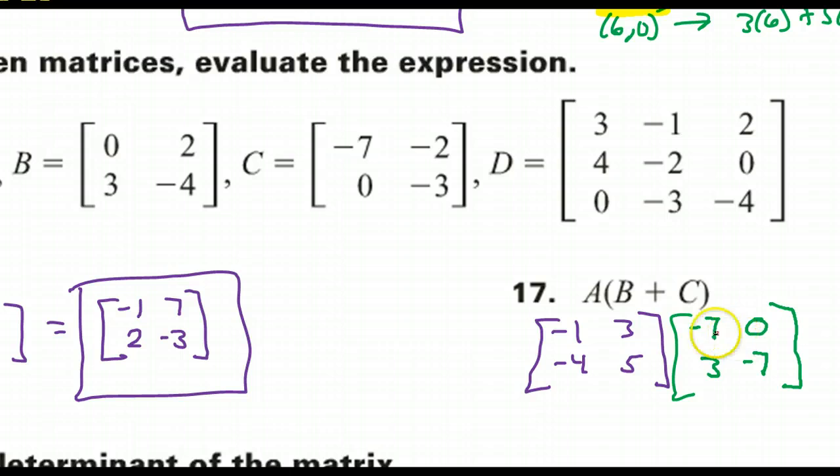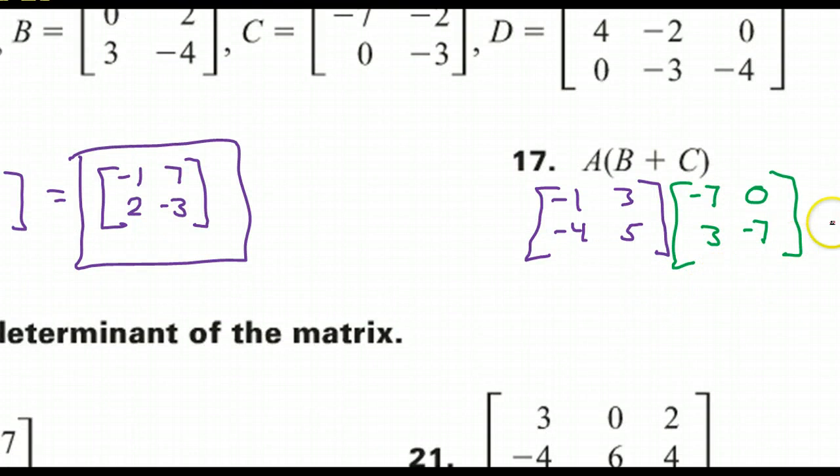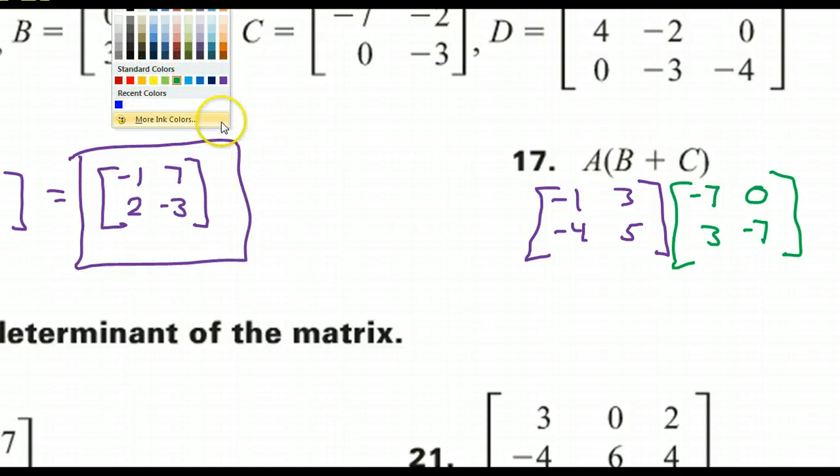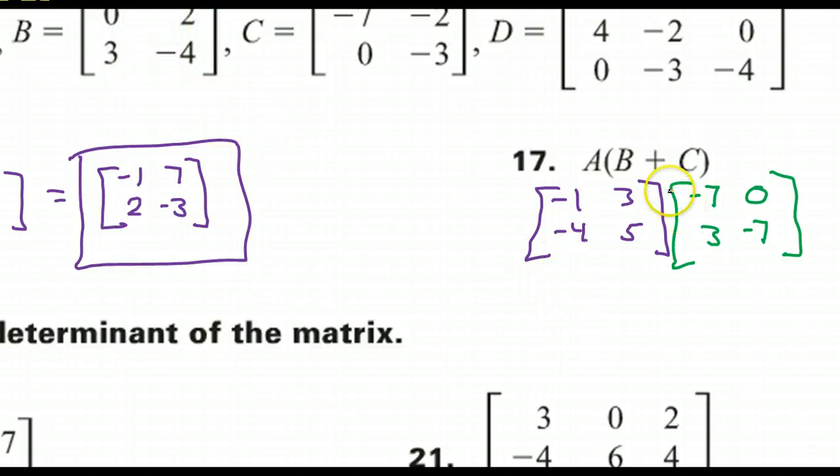Okay, so this green matrix is B plus C. And this purple matrix is matrix A. So now we're going to do A times B plus C. Please remember how we do that. First of all, what you don't do is just multiply corresponding entries. I will not just do -1 times -7 and -4 times 3 or anything like that.